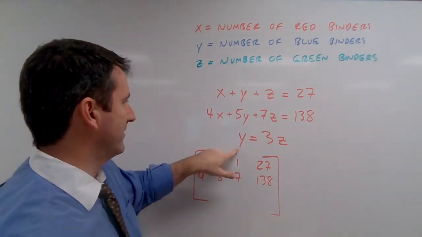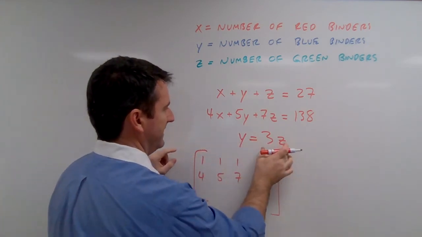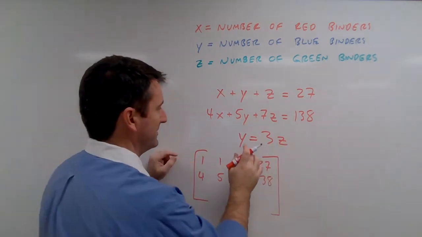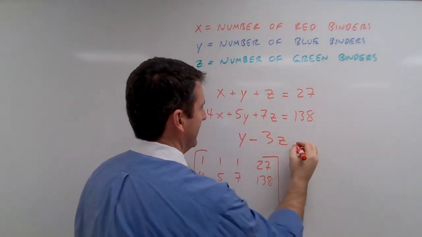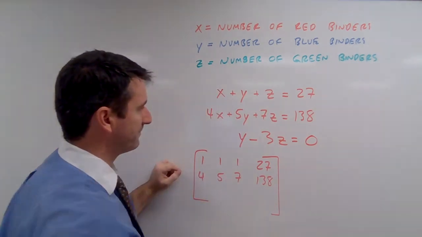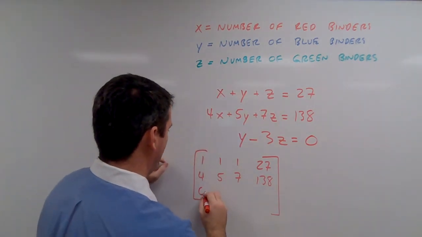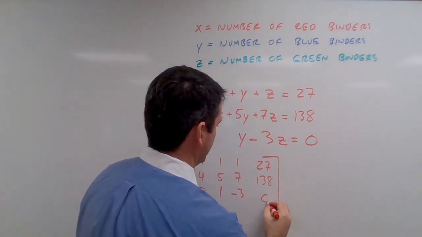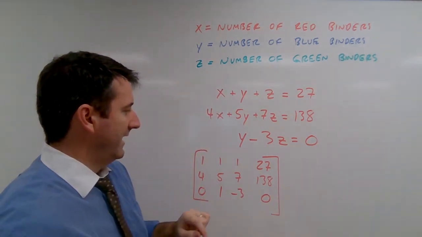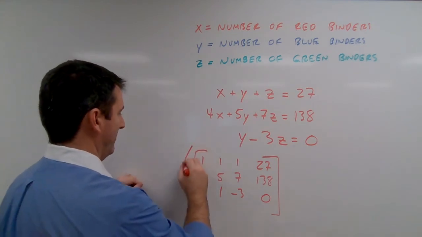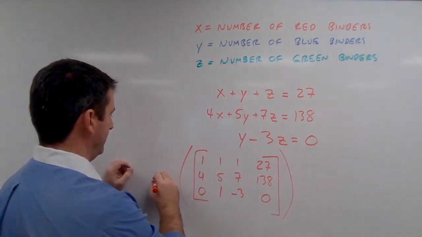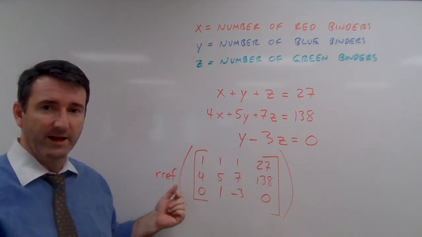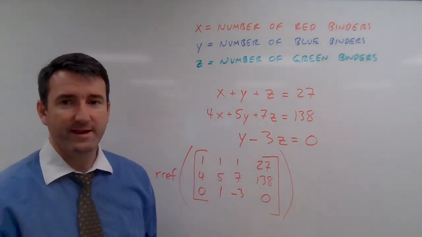And then for this third row, if we move this 3z over to this side of the equation, so subtract 3z from both sides, we get y minus 3z equals 0. So we have 0x plus 1y plus negative 3z is equal to 0. And then to put this into reduced row echelon form, we are going to plug this into our calculator with RREF, parentheses, and then the matrix.